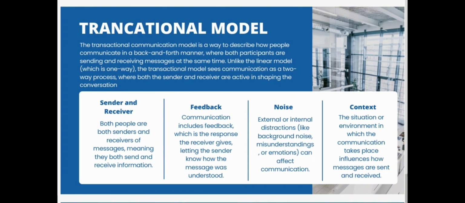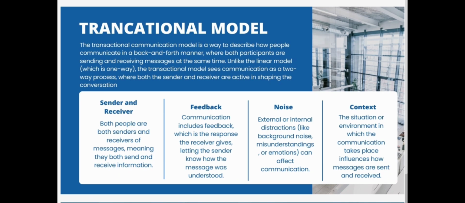Transactional model. The transactional communication model is a way to describe how people communicate in a back and forth manner, where both participants are sending and receiving messages at the same time. Unlike the linear model, which is one way, the transactional model sees communication as a two-way process where both the sender and receiver are active in shaping the conversation. A transactional model includes 4 steps. Number 1, sender and receiver. Both people are senders and receivers of messages, meaning they both send and receive information.